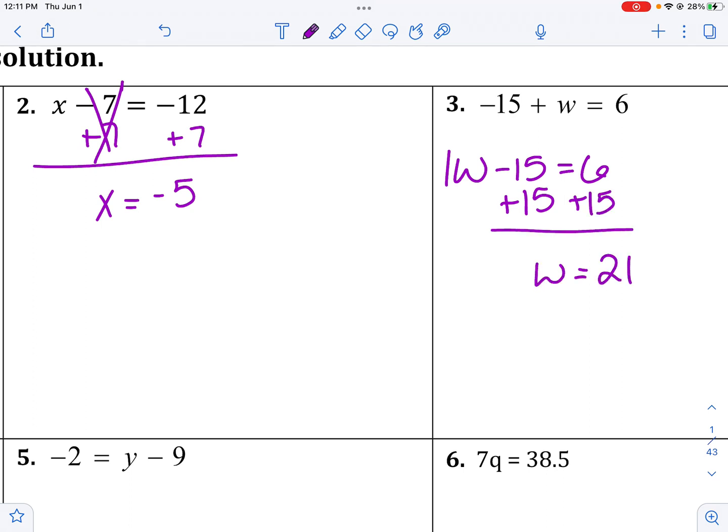and w is still 21. So either way, you still get 21 as your final answer. And you can plug that back in and check your work, and you'll still get the same thing. You'll get a true statement.